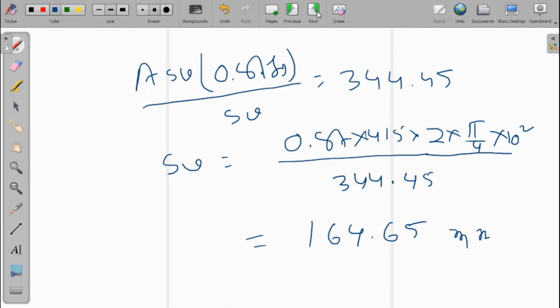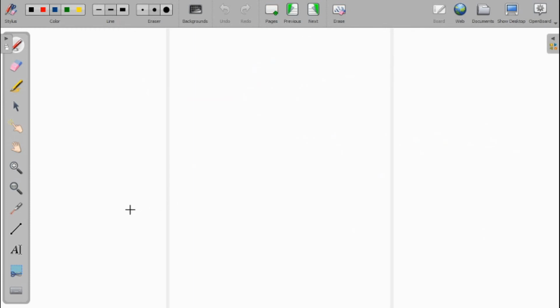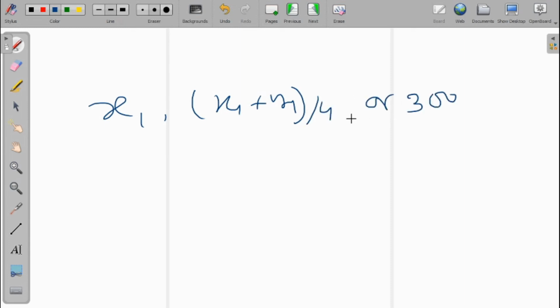Now we have to check the guideline for the maximum spacing. If you check that part, the maximum spacing should be equal to x1, or (x1 plus y1) by 4, or 300 mm, whichever is the minimum. Here what is the value of x1? How to calculate that? If you just recall the figure, or otherwise, quickly I am drawing the figure now. From there I can get the value of x1 easily.